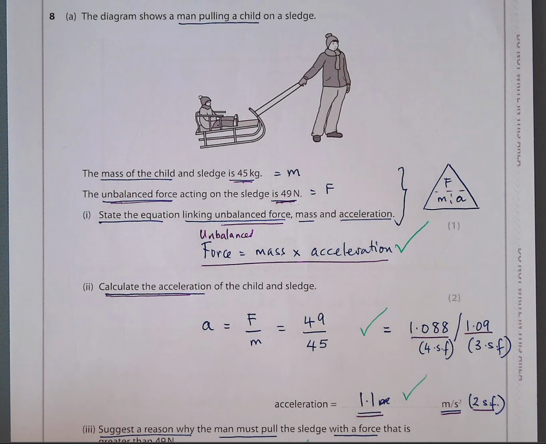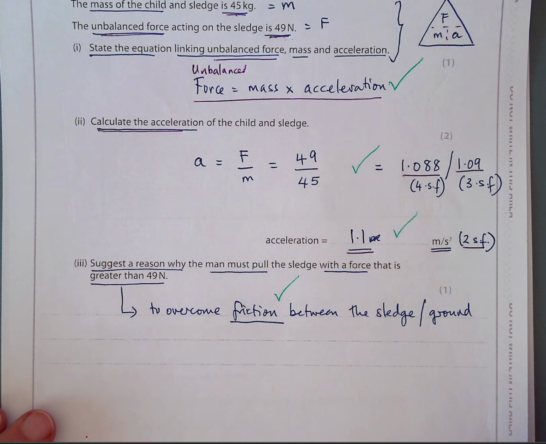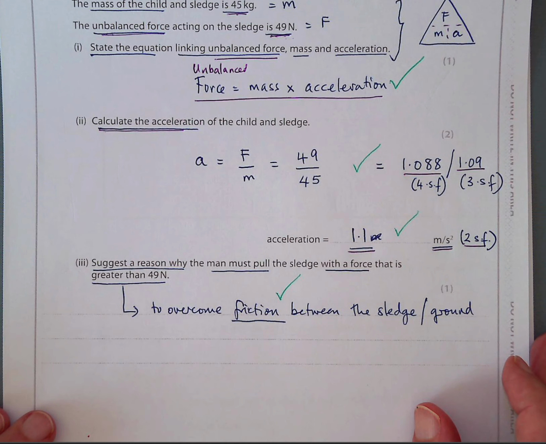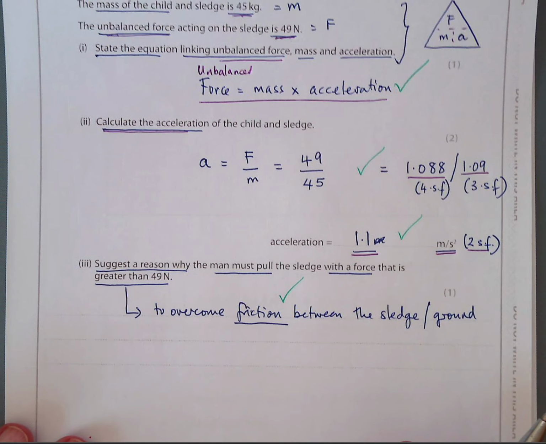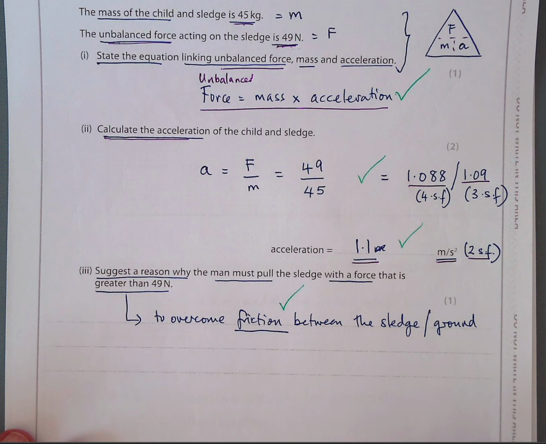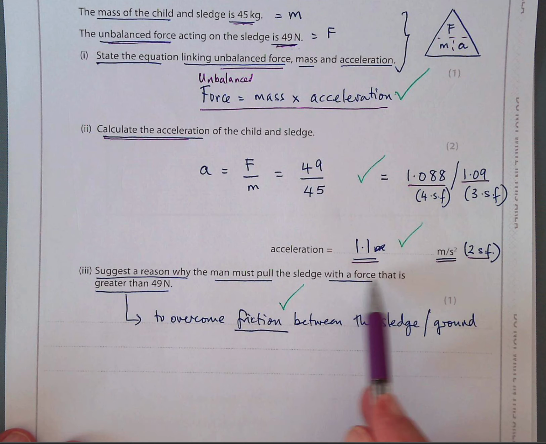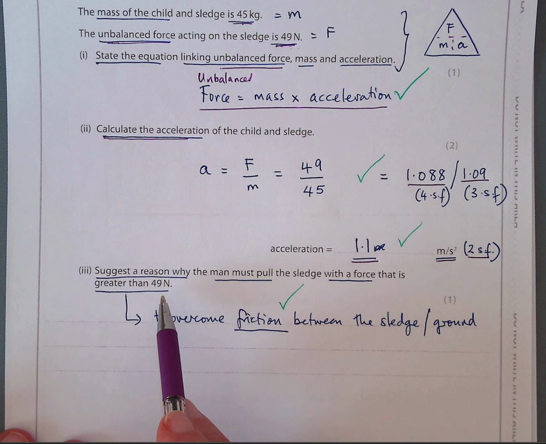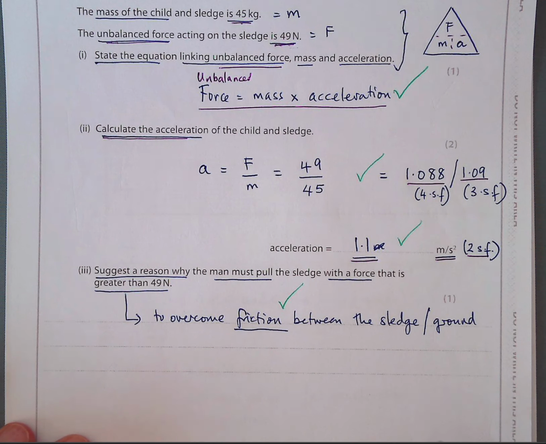So your answer should only be to 2 significant figures. They will not, like in maths, tell you how many significant figures you should put. They want you to think about it, and you decide how many significant figures you put. Okay? Suggest a reason why the man must pull the sledge with a force that's greater than 49 newtons. Well, I've put because he must overcome friction between the sledge and the ground. There will be some resistive forces that he needs to make sure is not slowing him down.